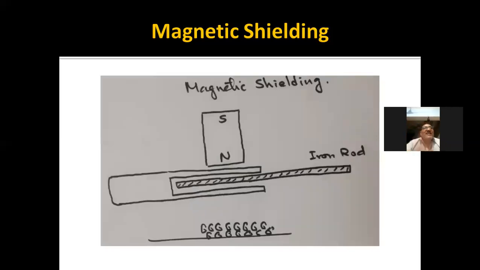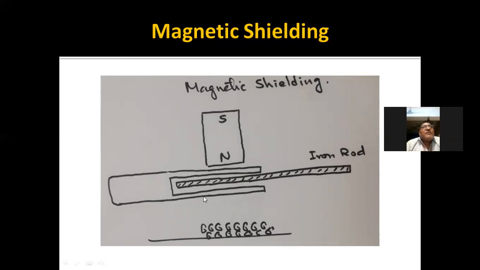Okay, move to the next one. Here, the same experiment, but this time I inserted an iron rod in this slit. So what will happen, the magnetic lines which are coming out of this north, they will travel in the iron rod, and from here they will exit and they go back to the south. But no magnetic lines will be able to reach this area. So this area will become free of the magnetic lines. When this area becomes free of the magnetic lines, no magnetic lines will be coming in this area.